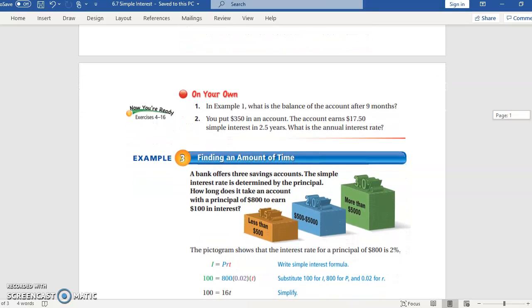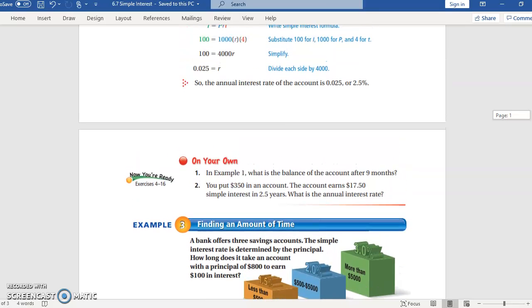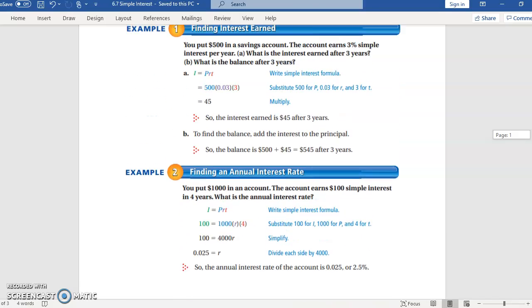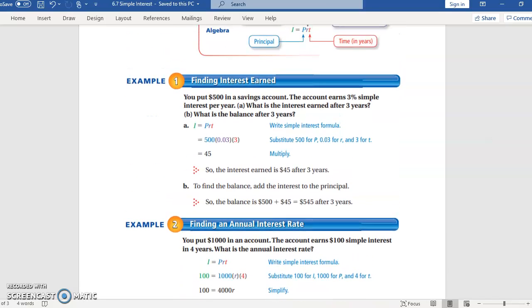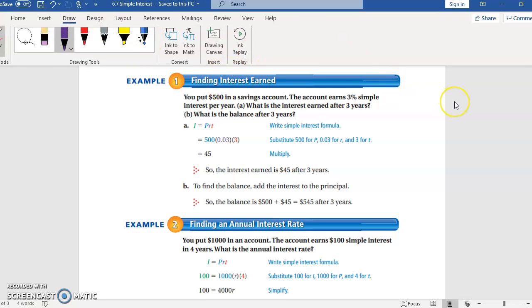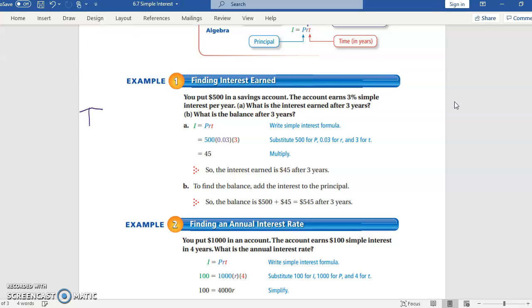So let's try a couple here. They don't give us a lot of room to show this, so we'll do our best here. In example 1, what is the balance of the account after 9 months? So let's go up here. So instead of 3 years, they want us to do 9 months. So we're going to plug what we know. So we're still going to do I equals, we still are using $500.